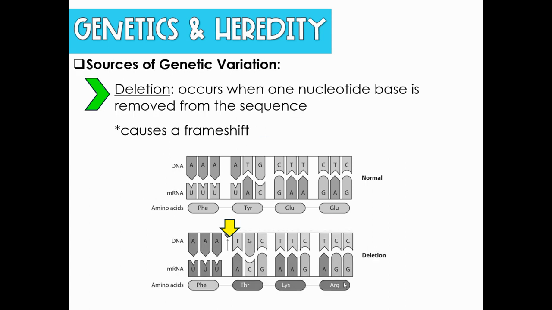You can also have deletion. This is going to occur when one nucleotide base is removed from the sequence. This also generates a frame shift. So here we were supposed to have an adenine, but it's been completely removed in the sequence. And so you can see here, because everything shifted down, it created a difference in the amino acids that were supposed to be coded for, which could create a huge problem.